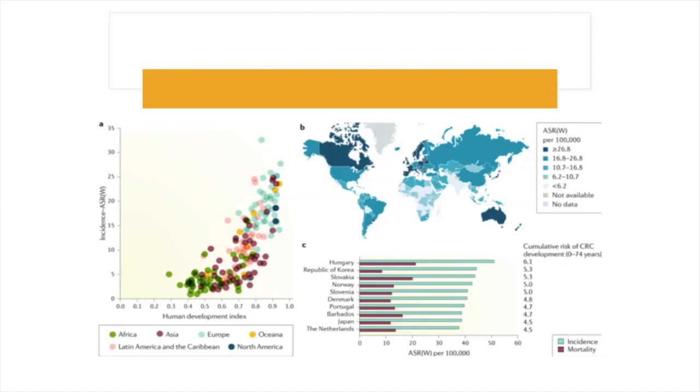The country with the highest incidence rate per 100,000 population is Hungary, 70.6 among males, and 29.3 among females, and that would be Norway. So for males it's Hungary and for females it's Norway.